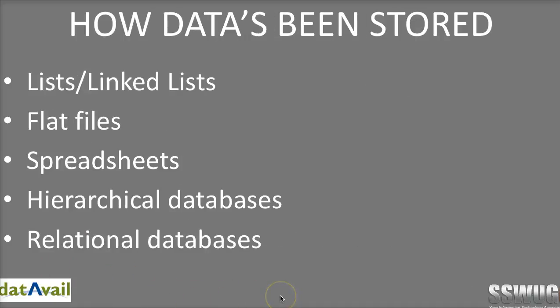Now, how data has been stored in the past, we've had lists and linked lists. The linked list can be considered one of the mother of all models. It is where you basically have some kind of index or key, and then you have your data point, and then you have a reference to another row in that table, some other key, and then you can recursively keep finding your data that's related to one another.